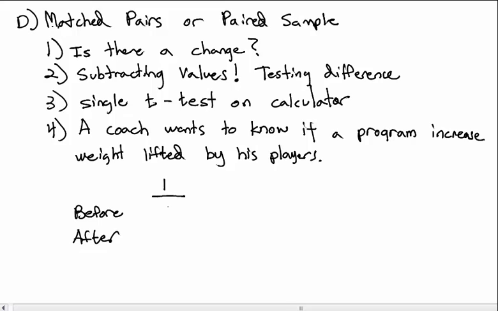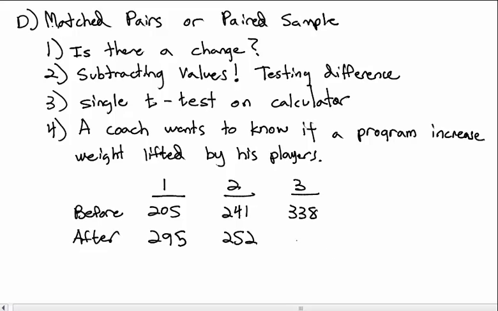So his first player before lifted 205 and after lifted 295. Feeling pretty good. His second player lifted 241 before and after he lifted 252. Still feeling good. His third player lifted 338 before and only 330 after. Ooh, he went down. In fact, player 4 also went down from lifting 368 to lifting 360.